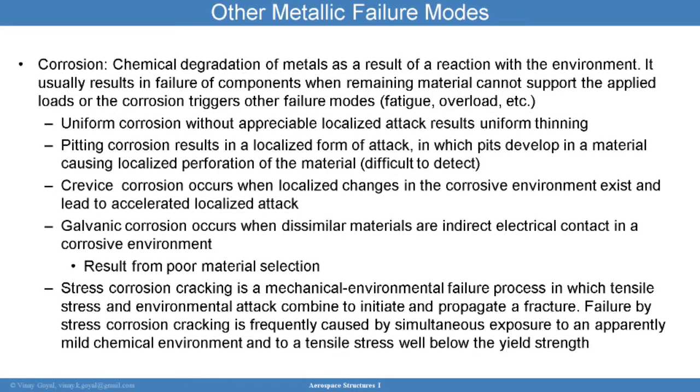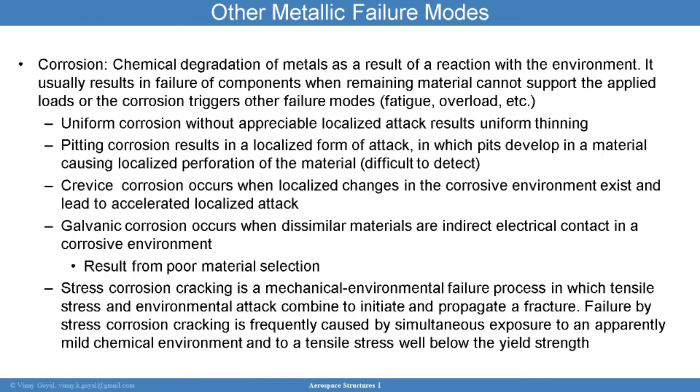in that local area. Galvanic corrosion, on the other hand, is an event that occurs when you have two dissimilar materials that are in direct electrical contact in a corrosive environment. And this galvanic corrosion failure mechanism usually occurs from poor material selection. We'll be talking about material selection later, and I'll teach you how we can choose materials that are compatible so that this galvanic corrosion failure mode does not show up.